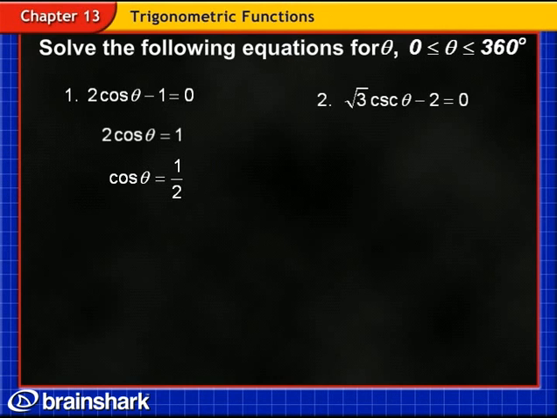So now what we've got to think about is in our unit circle, where is x equal to a half? X is a half when our angle is either 60 or 300 degrees. Okay? And that's it. That's all there is to solving a trig equation. You guys try number 2. The answers to your turn problems are at the end of the PowerPoint, so you can check your work.